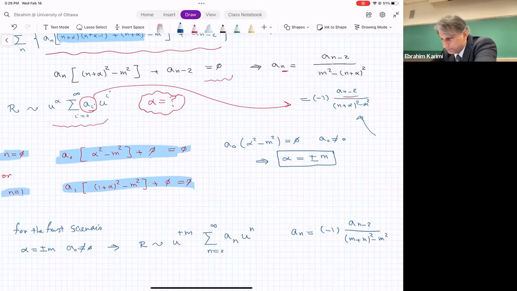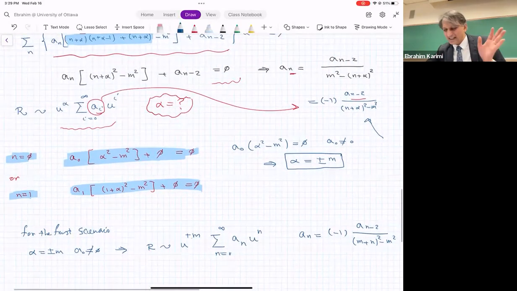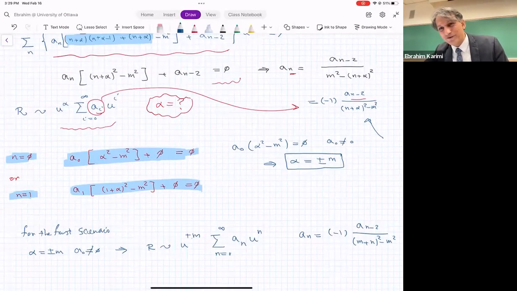We will talk about this, but I want to clarify one point from the beginning. What happens if I say no? Hey guys, I don't want to follow the first expression. For the first expression, I say that A0 is equal to 0. If A0 is equal to 0, there is no restriction on alpha. Alpha is free. Okay? But then the second equation should be satisfied, which means that A1 times alpha plus 1 to the power of 2 minus m squared should be equal to 0.